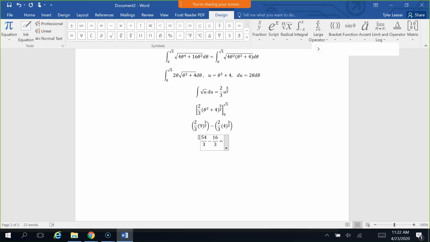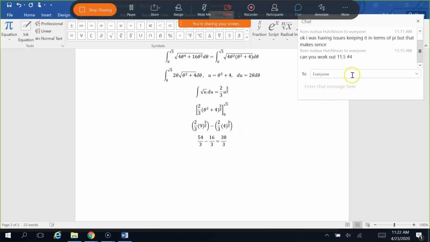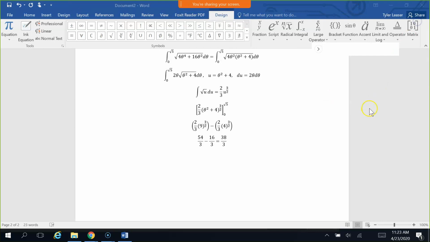Does that look right? 44/38/3? Does somebody have a calculator in front of them? I do not have mine with me. Does that look right? So many parentheses. I know, sorry. It's okay. Nailed it. Okay, good.